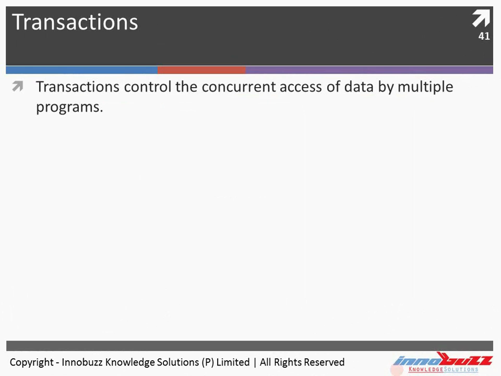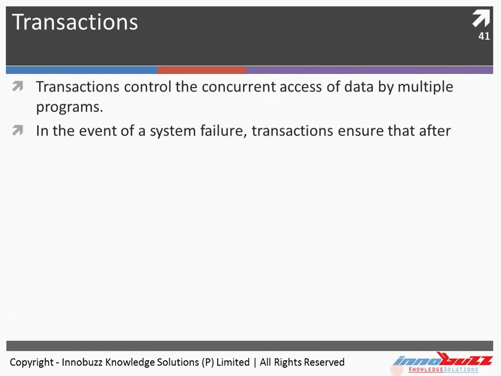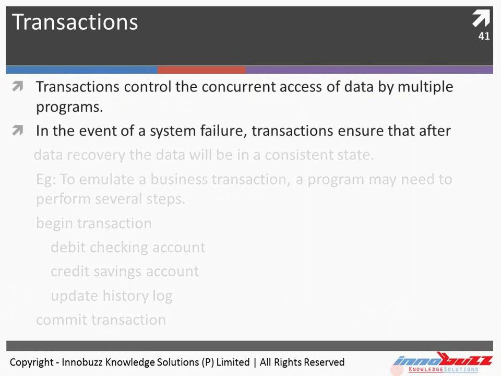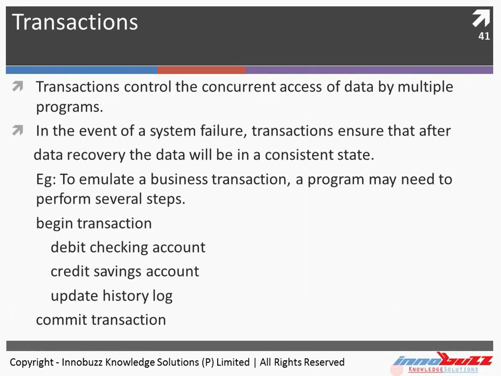What are transactions? Transactions control the concurrent access of data by multiple programs. So in the event of system failure, transactions ensure that after data recovery, the data will be in a consistent state. So this is very important. Transactions are very useful to maintain the consistent state of an object. There should be a sync between the application data and the data inside your database. To maintain that, a transaction will control all the concurrent accesses of the database or data by multiple programs or clients.